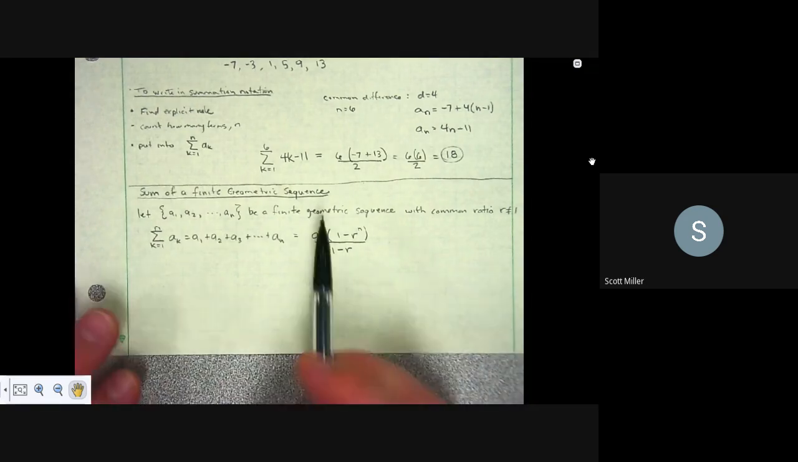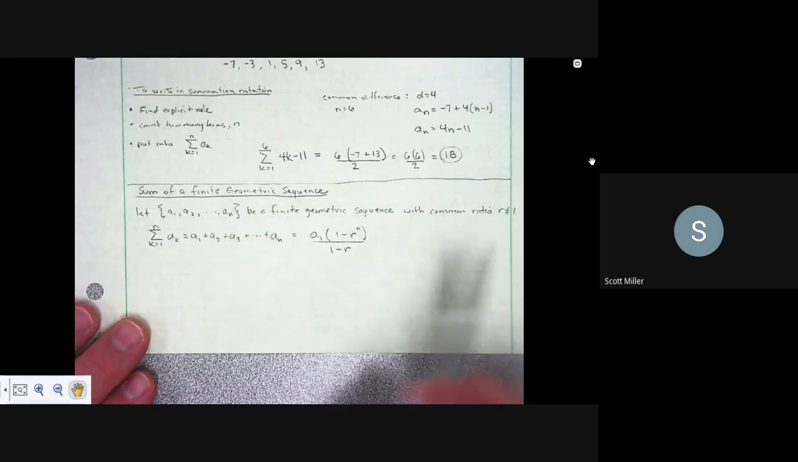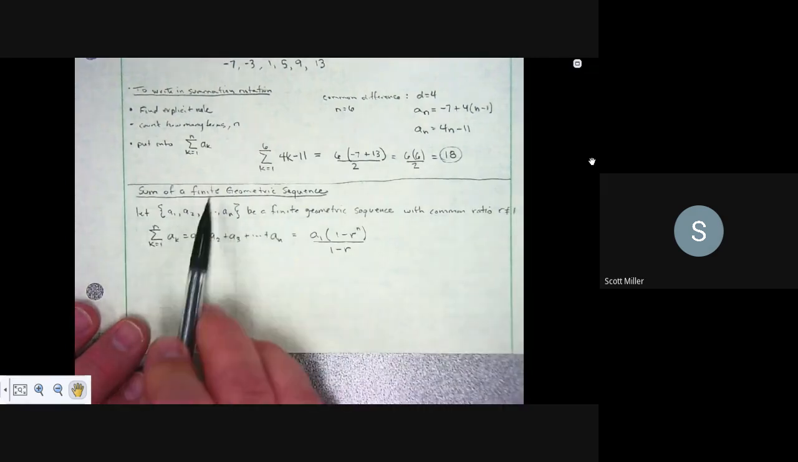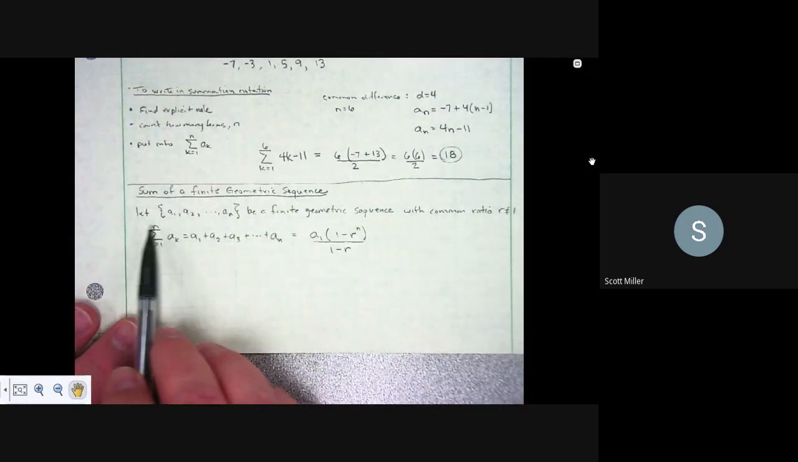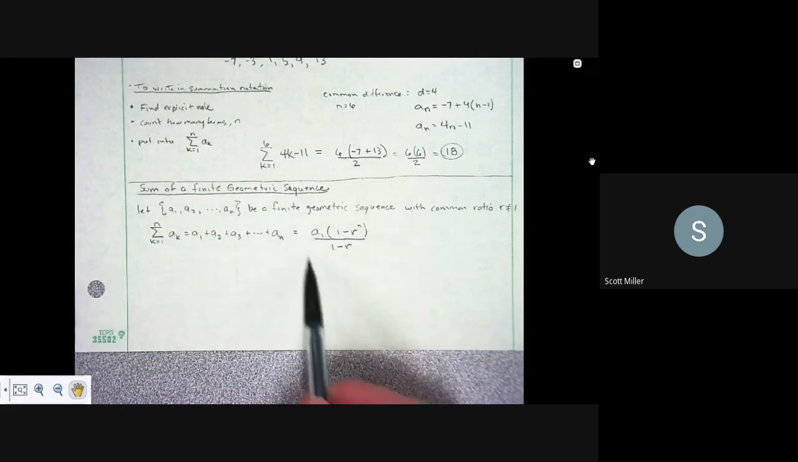Geometric, common ratio is r, which is not equal to 1. Here's my summation. Finite meaning that it stops at some value, some number. We're going to add up all the terms of that sequence. And so this is the formula associated with it.